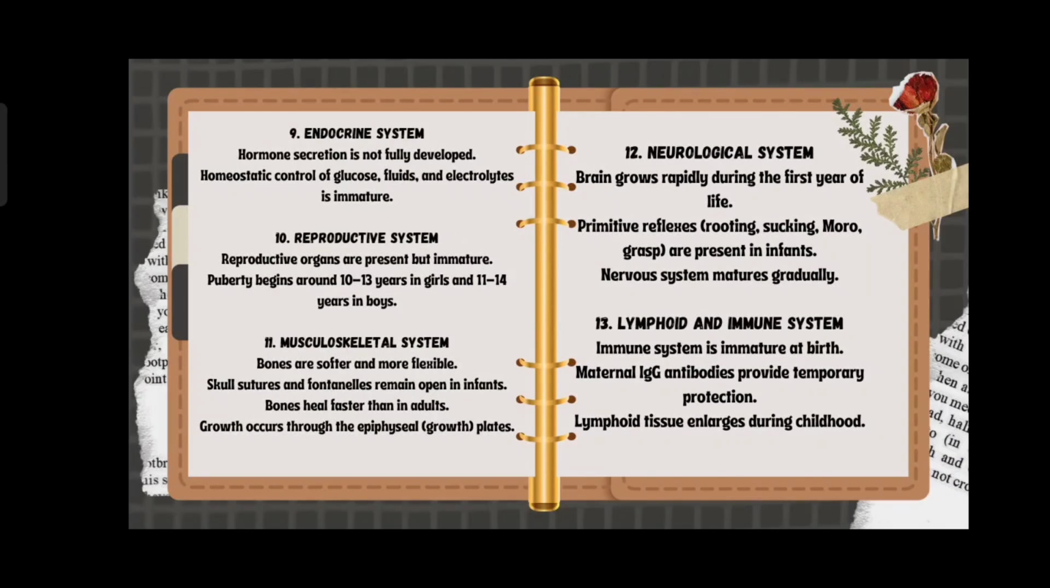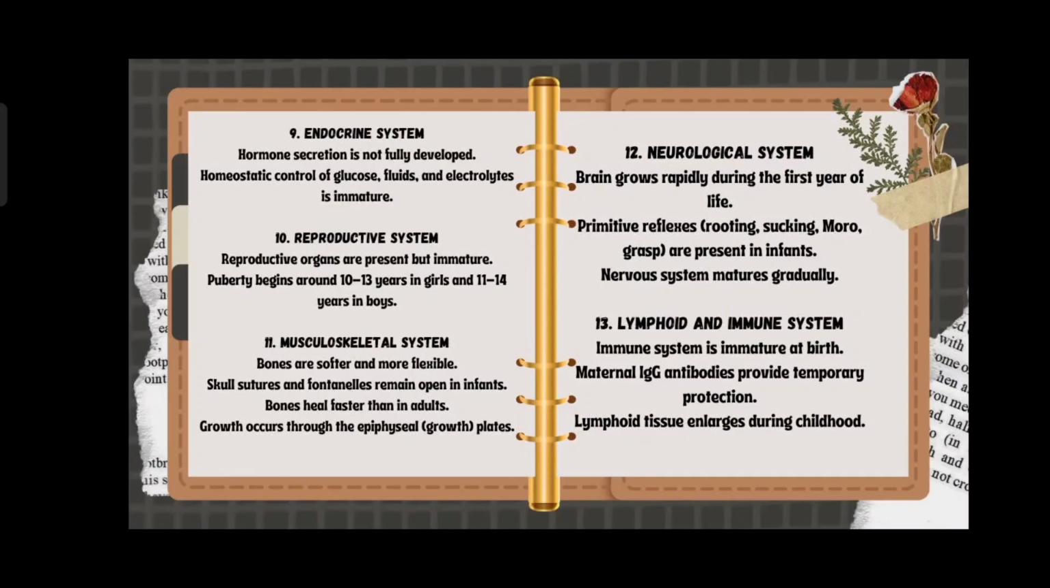Then the next one is the neurological system. The brain grows rapidly during the first year of life. Primitive reflexes are present, like the rooting reflex, sucking reflex, Moro reflex or grasping reflex. These kinds of primitive reflexes are present at birth itself. The nervous system matures gradually.